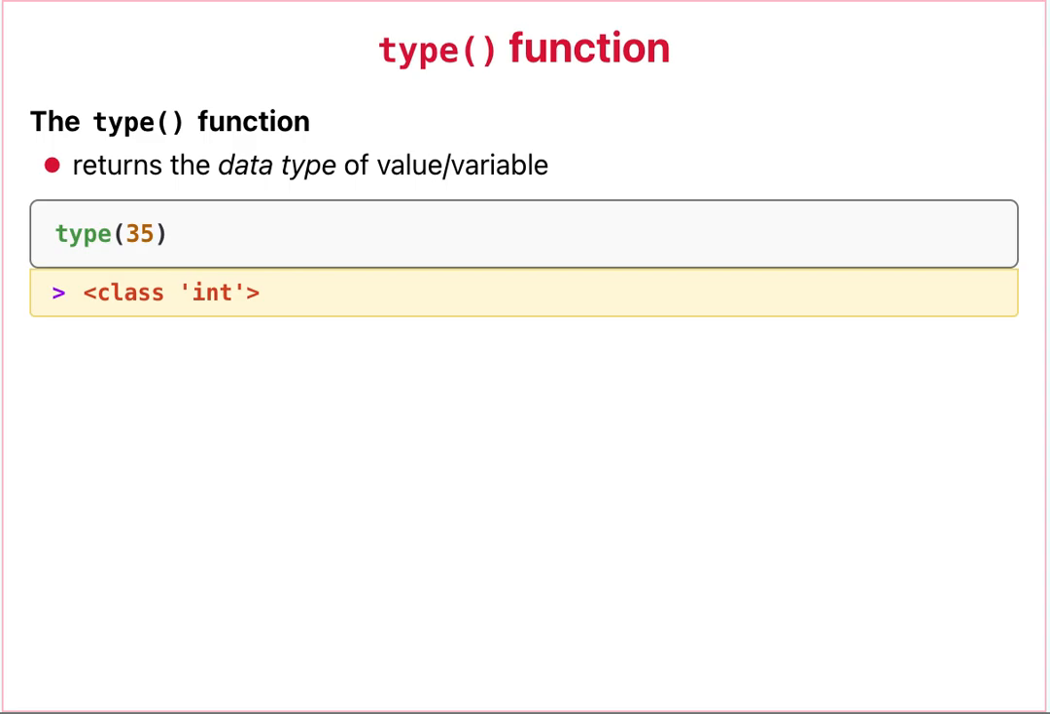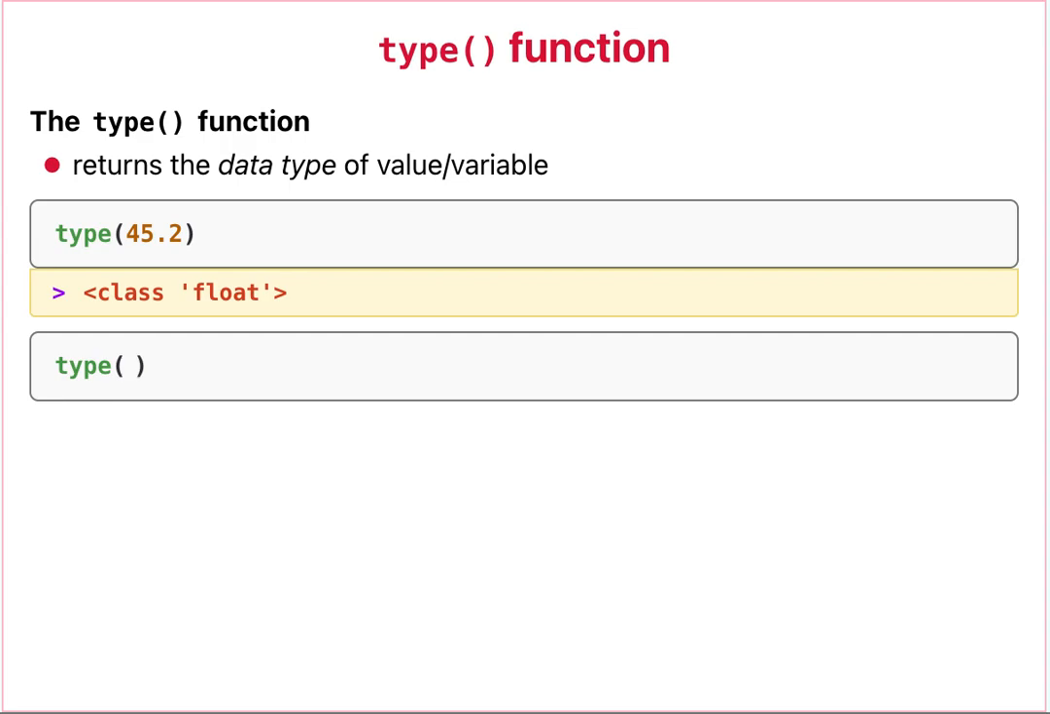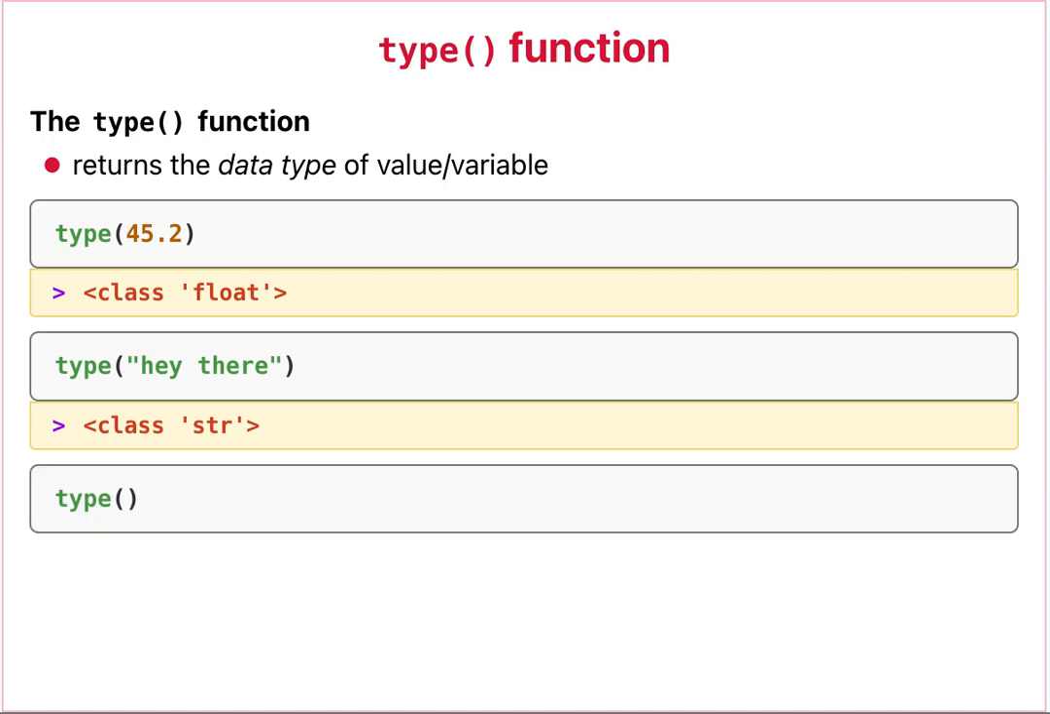Now, let's try some other types of values. If we provide a floating point value to the type function, the output will show that the provided value is a float. Similarly, if we provide a string to the type function, the output will show that the provided value is a string. In a similar fashion, we can provide any value or variable to the type function to see the corresponding data type of the provided value. We will come back to the type function again for a more detailed discussion.